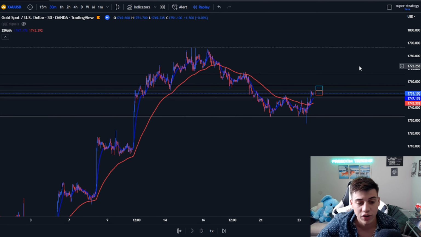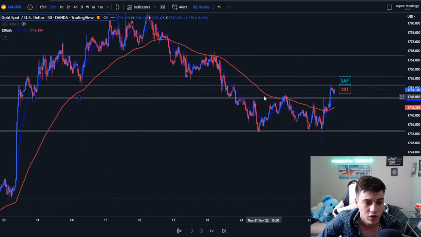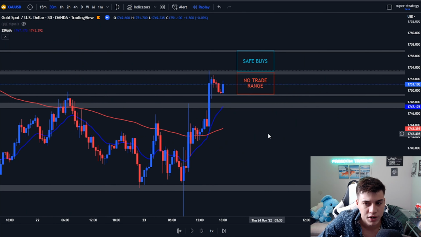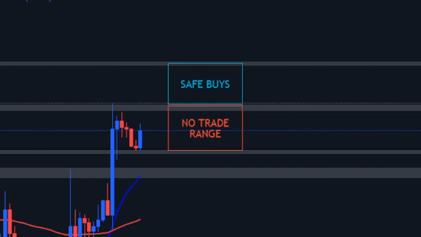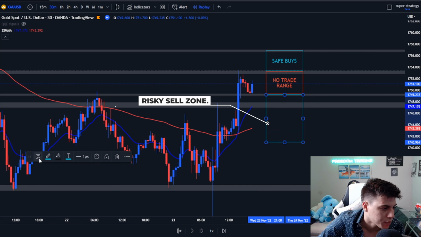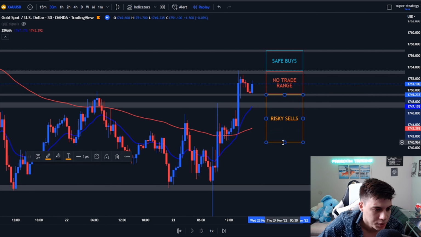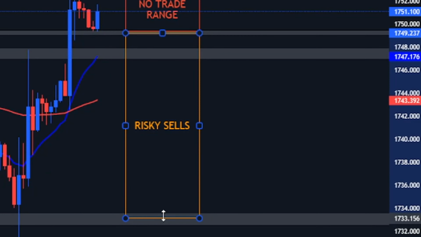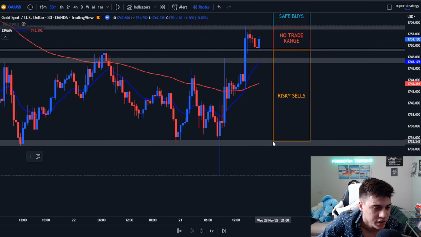The safer entries. Now there are risky setups that you guys can take, which is what I'm going to talk about as well. This will be my safe buy zone. Let's zoom in here. This will be my safe buy zone. This will be my risky sell zone. This whole area here will be my risky sell zone. It'll most likely be risky all the way down over here until we enter this area here.